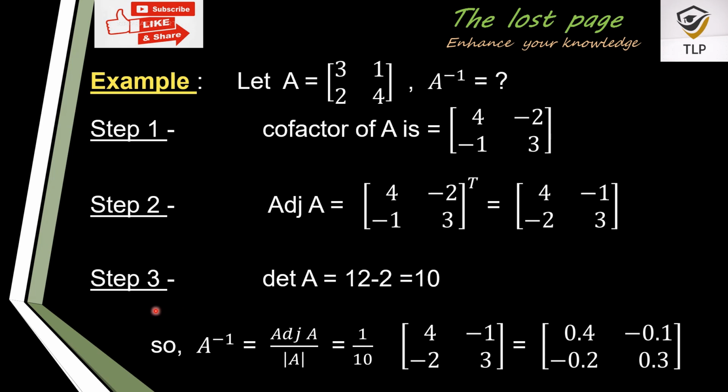And step 3 is to find the determinant of A. Here the determinant of A is 10, so A inverse equal to adjoint of A by determinant of A equal to 1 by 10 into [4, minus 1; minus 2, 3], that is [0.4, minus 0.1; minus 0.2, 0.3].